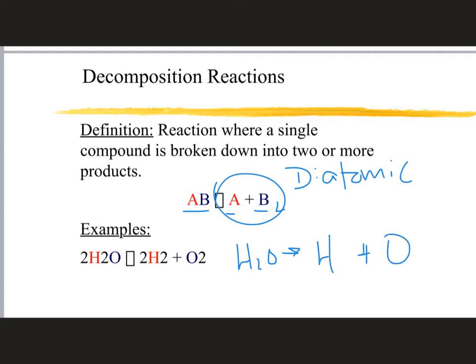So hydrogen, is it diatomic? Yes. Oxygen, yes. So they both get a 2. Now it's unbalanced. Looking at the oxygens, I have 1 on the left, 2 on the right. So that means I'm going to need 2 waters. Well, now that creates 4 hydrogens. So where they come in pairs on the right, I'm going to need 2 molecules of hydrogen as well. So that's 2H2O yields 2H2 plus O2.